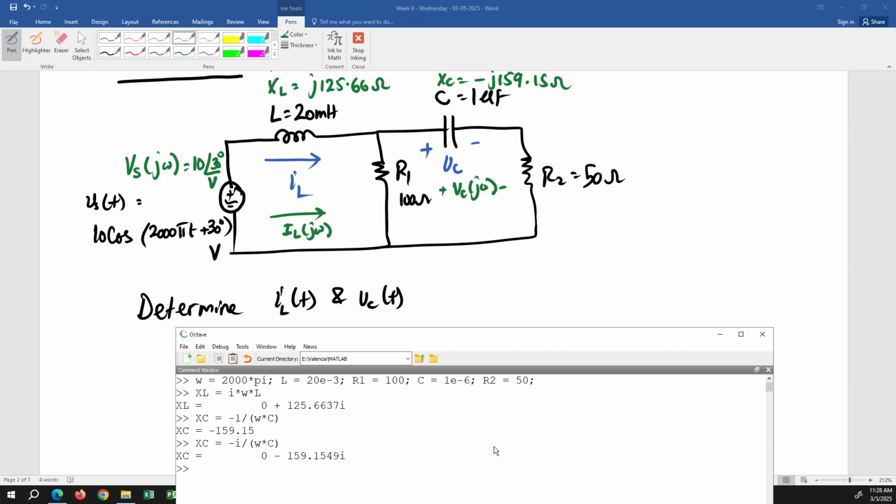VS over R1. VS is not even across R1. That's one way to do it. Yes, go ahead, Suresh. Okay, so we find total impedance. Yeah, don't call it resistance, call it impedance, although assume resistance. Total impedance, okay, and once we have total impedance, then how am I going to find IL?